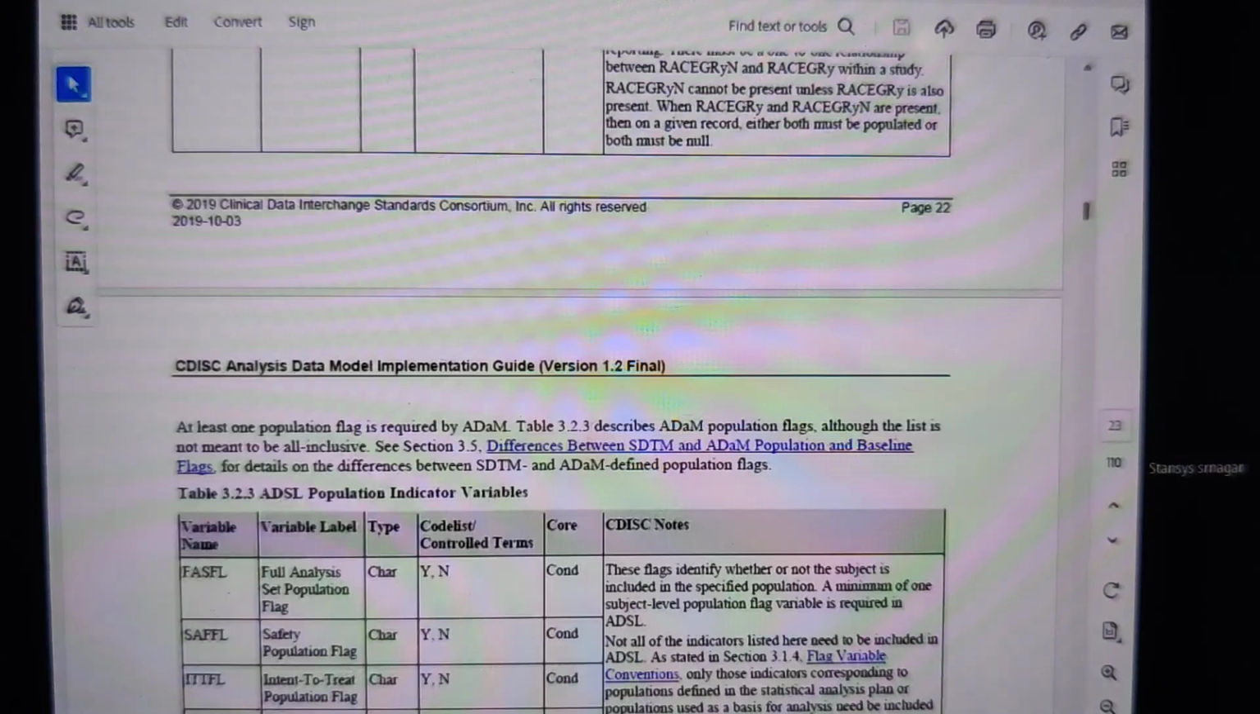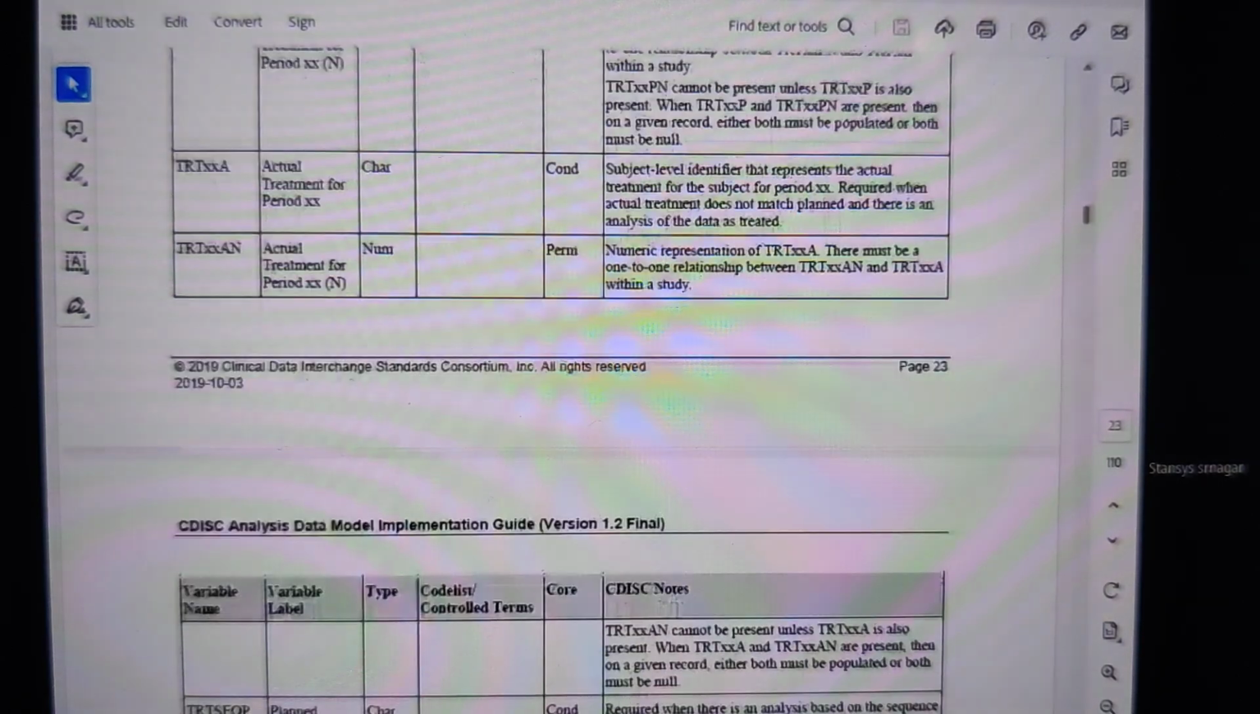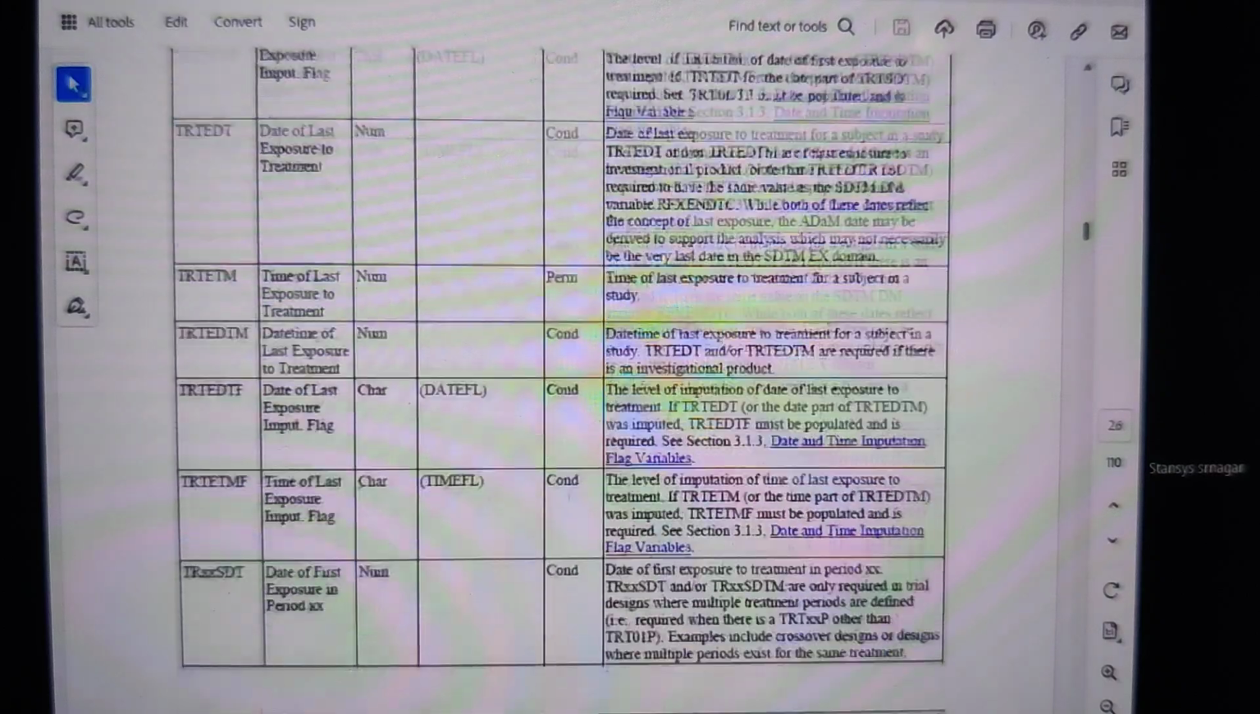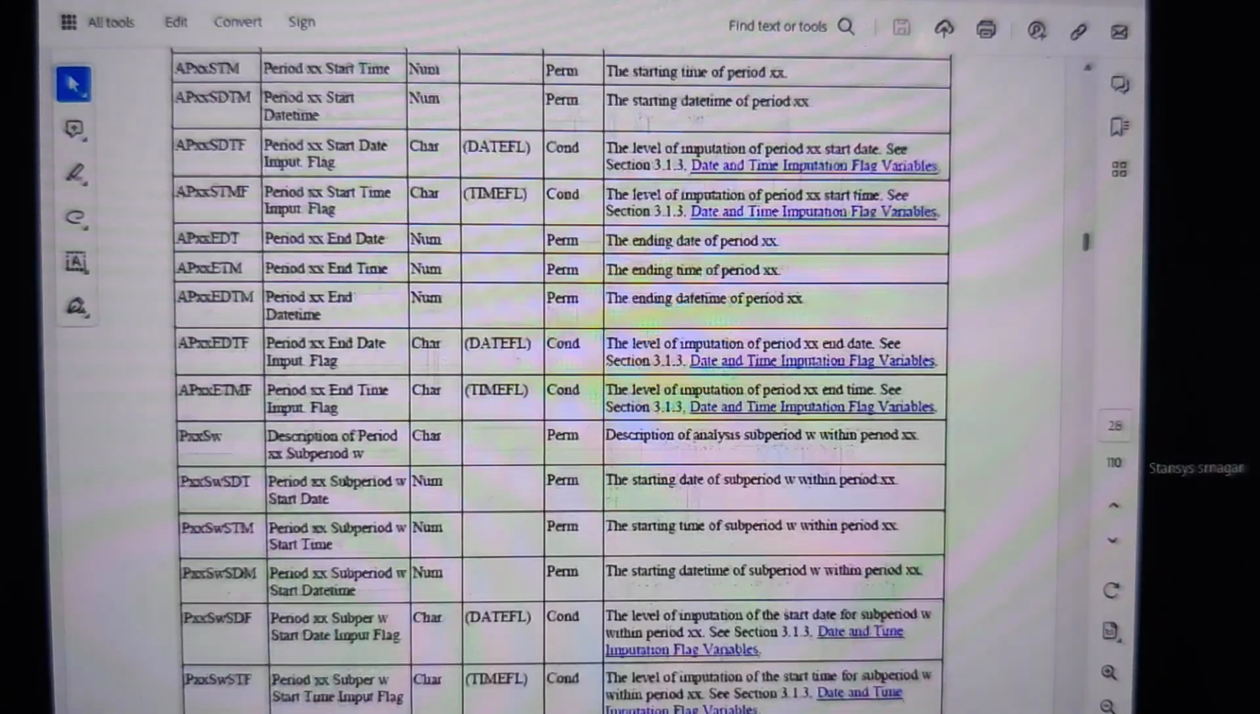So these are the variables that we have. I've shared the document, please go through the ADSL variables. Don't worry about the BDS variables, I will discuss them later. Understand this, everybody?